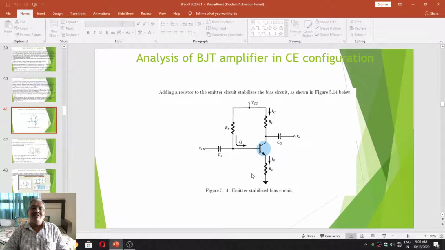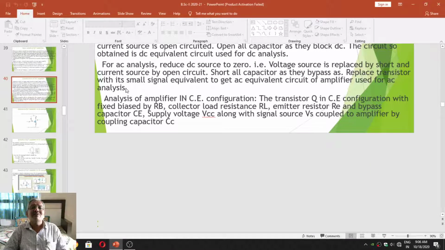Friends, we already studied that a small change in input voltage produces a large change in collector current, which produces a large change in voltage at the output, and thus the resulting output voltage is known as the amplified output voltage. So this is how the BJT in a common emitter amplifier acts as an amplifier. The same we will see in the description here.